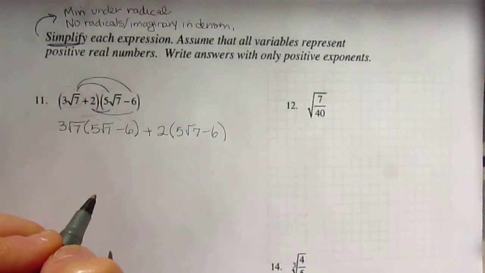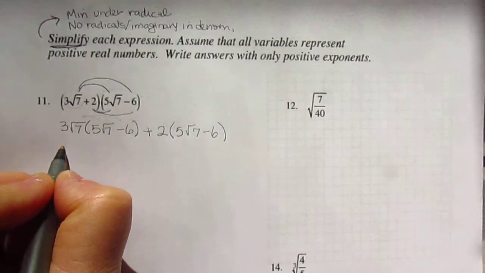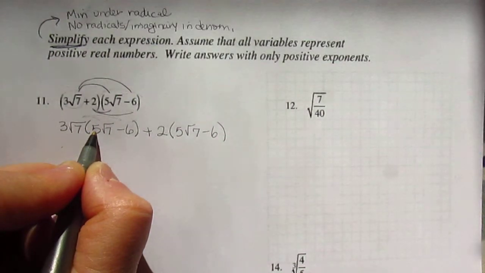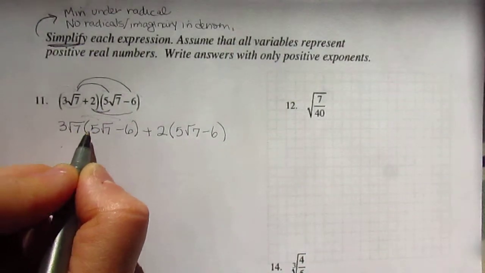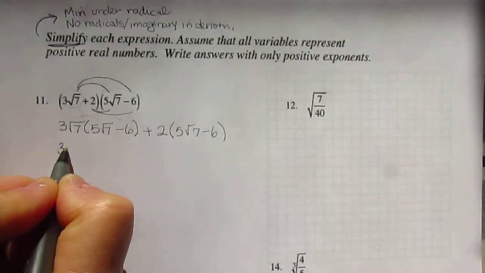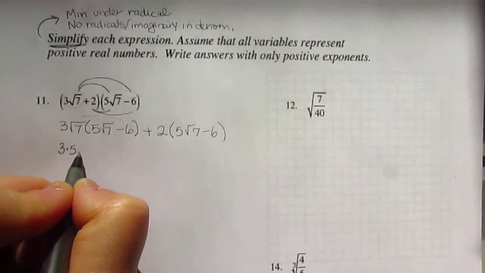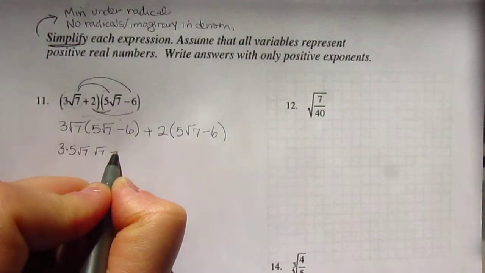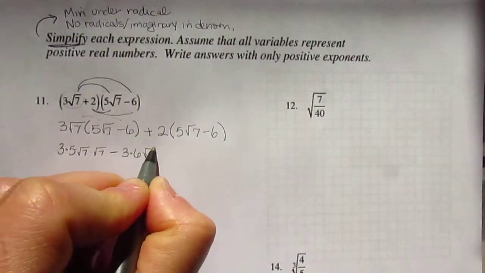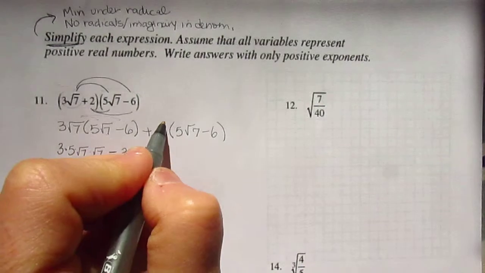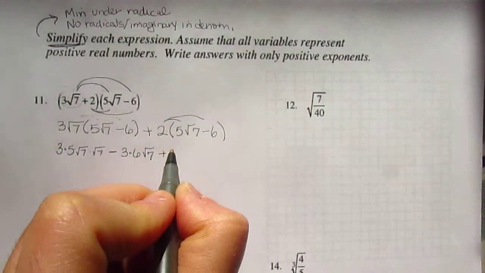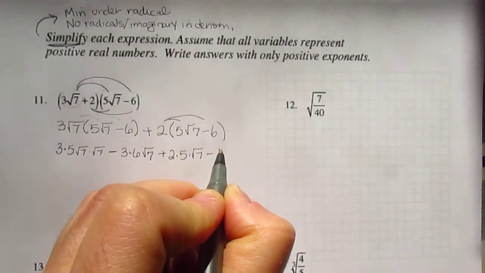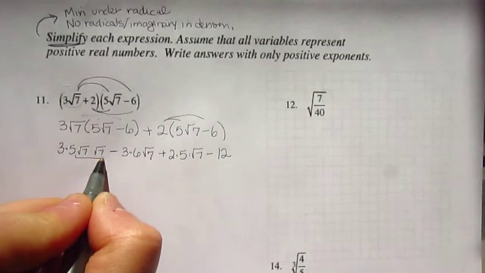Now I'm going to just distribute normally. So that's why we call it double distribute. When we multiply these numbers, we need to multiply the outsides together and the insides together. So we have 3 times 5. I'm just going to move them together. Square root of 7 times square root of 7. All those things are multiplied together. The next one, we have a minus 3 times 6 square root of 7. That's the first set. Now for the second set, we have 2 times 5 times square root of 7 minus 12. That's it.